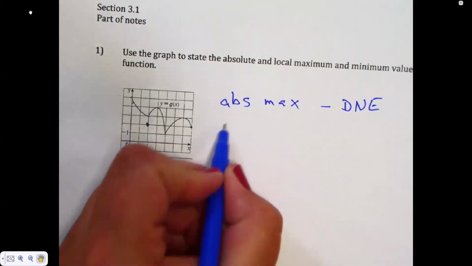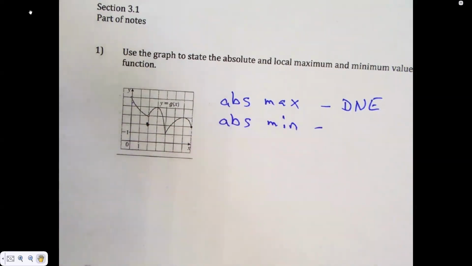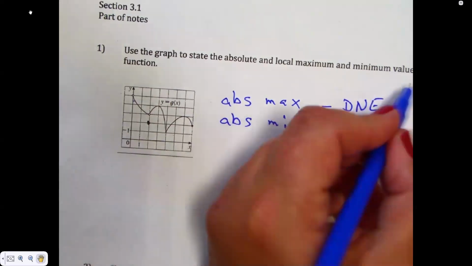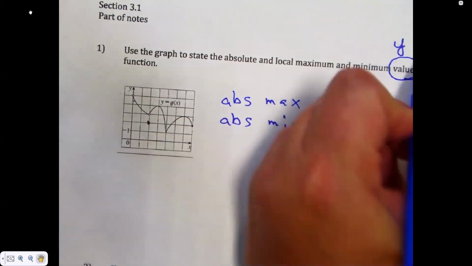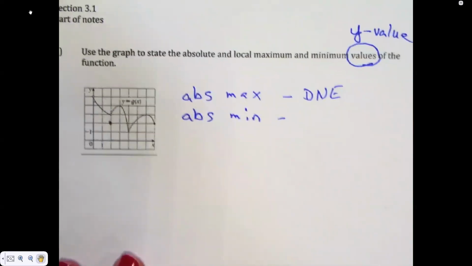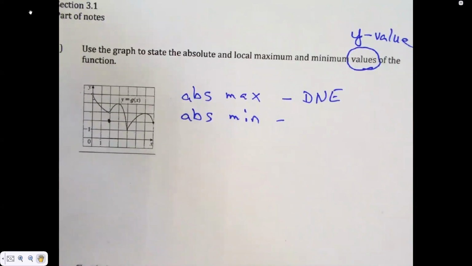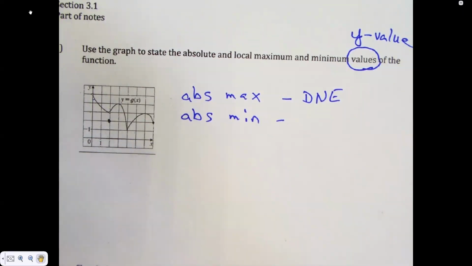How about, do we have an absolute min? Another thing I was going to mention, if it says values, it actually wants the y value. I wish it was a little bit more clear, but if it says value, it's talking about the y value. Okay. All right, so absolute min down here, and the y value is 1. Okay, remember you're doing the y value.